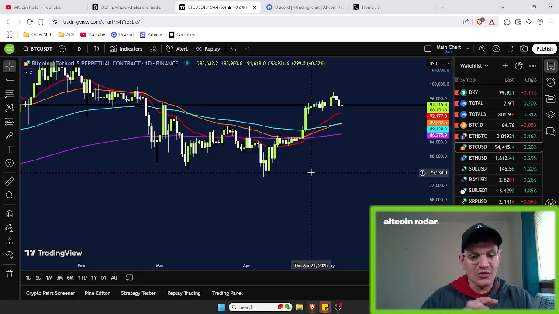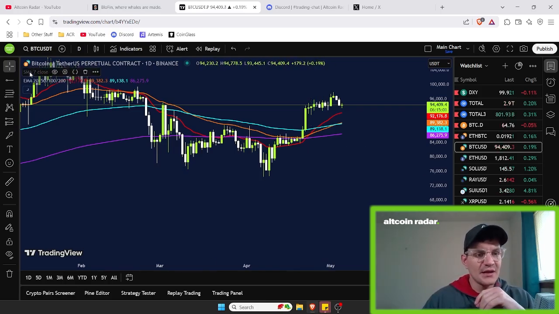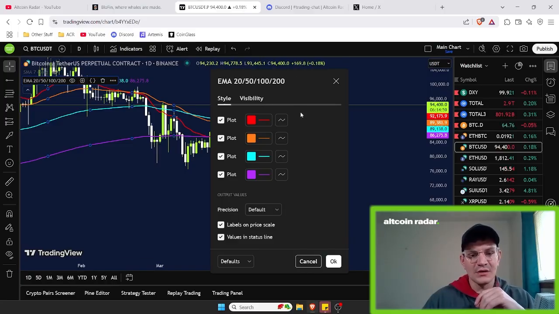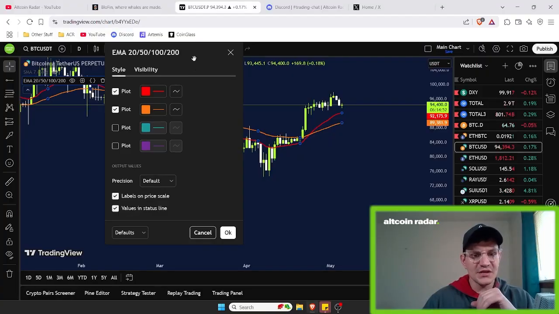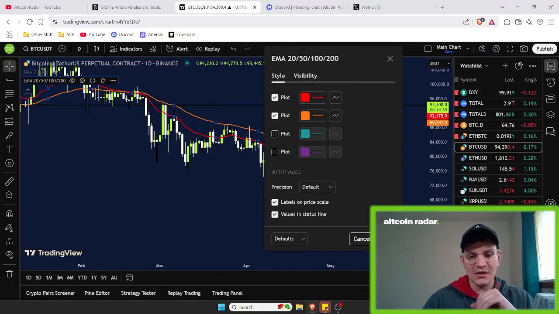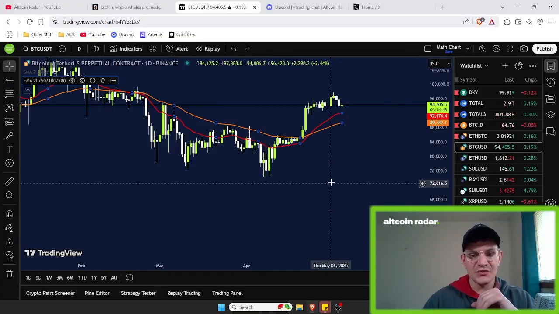So when it comes to crossovers, what you want to be looking for are both bullish and bearish crossovers. Bullish crossovers typically happen when the 20 EMA crosses above the 50 EMA. All right, so let's go to our EMAs here, and we're just going to turn off the 100 and the 200 EMA, and take a look at the 50 and 20 period EMAs right here so I can show you, for example.